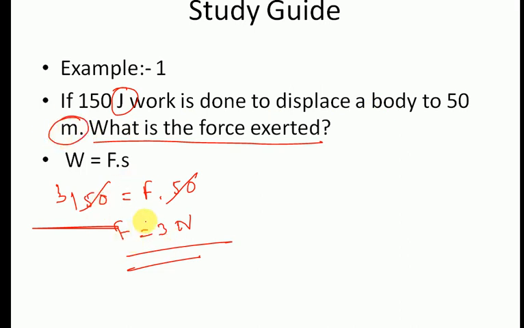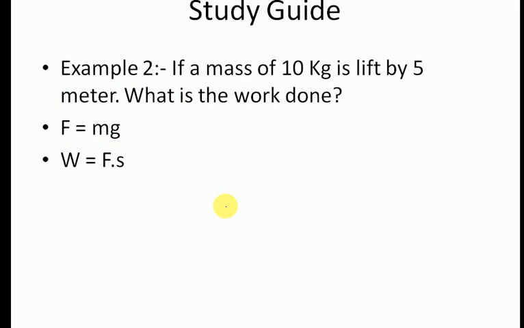A very simple thing: 150 joule work, so W equals 150. What is force? This is unknown. And what is the displacement? That is 50. Now F equals 3 Newton. A very simple problem for RRB CBT2, not for the JE and SE. In our future classes we will of course bring the JE and SE classes to our channel.